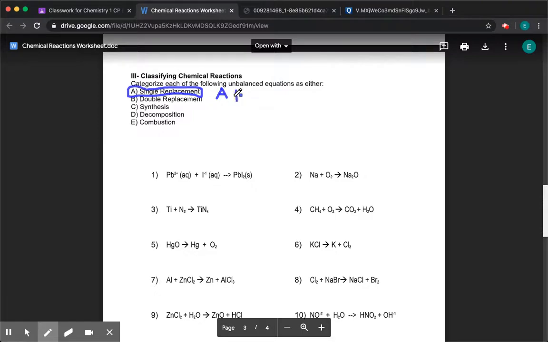So the general equation for single replacement is A plus BC becomes B plus AC. The A replaces the B and takes over as partner. Okay. The question is, why is that allowed to happen?